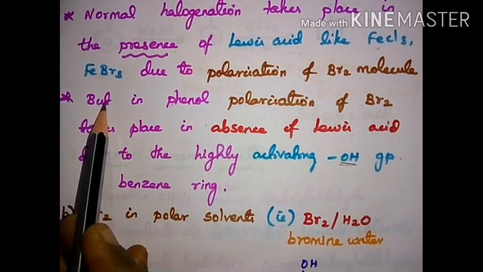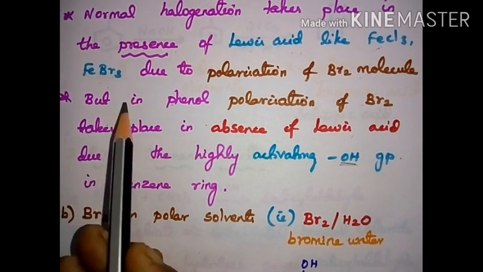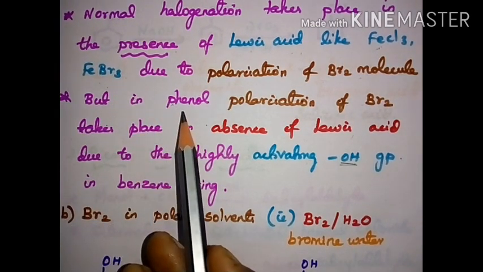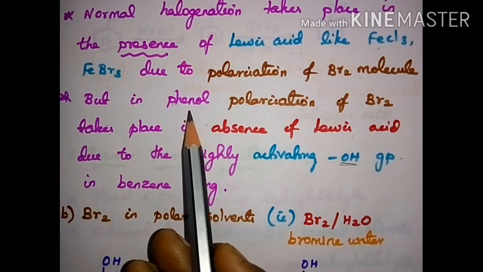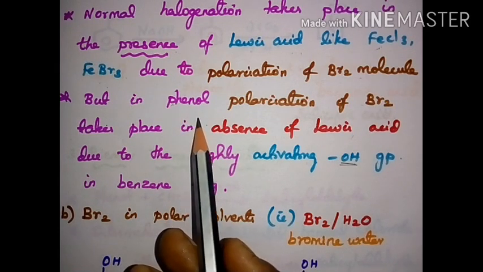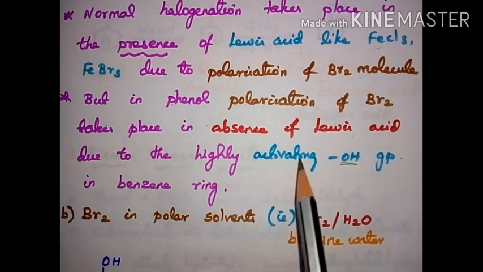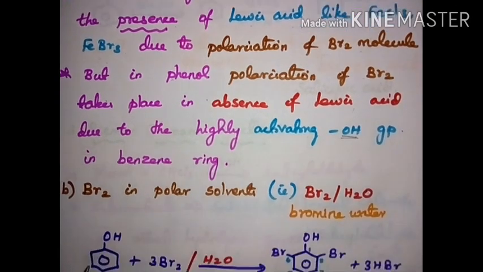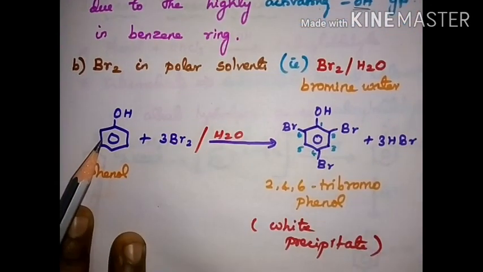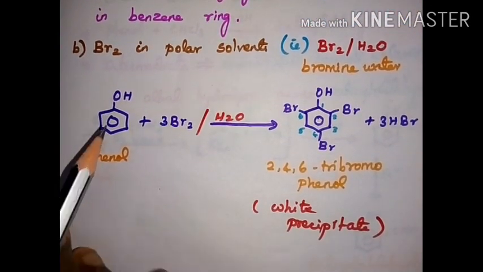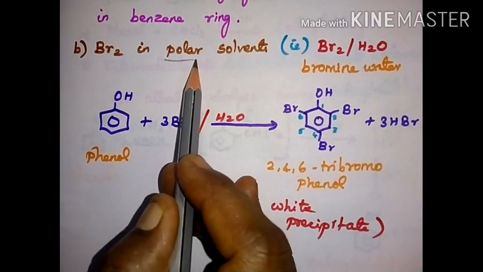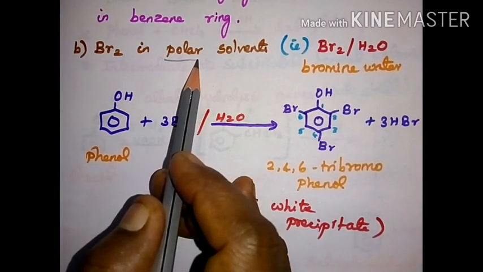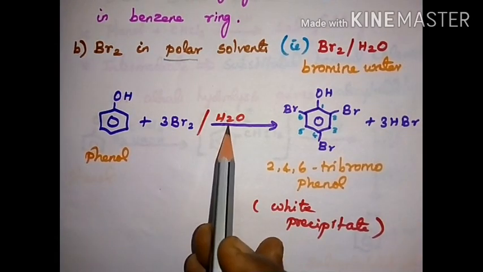So this is one of the reaction questions, a reasoning question. Why don't we take the Lewis acid in the bromination or halogenation of phenol? Due to the highly activating OH group in the benzene ring. Now in a non-polar solvent it gives a mixture of ortho and para products. In a polar solvent, that means it has a tendency to cleave to give H plus and OH minus, that is water.